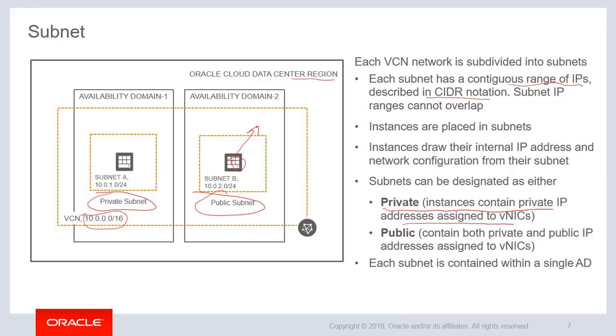One thing to keep in mind is that a subnet is contained within an AD. So a subnet is AD specific. We looked into this concept in the previous course. Some resources are AD specific, some are global, and some are regional. A VCN is a regional resource, but a subnet is specific to an AD. So a subnet is contained within a single AD.